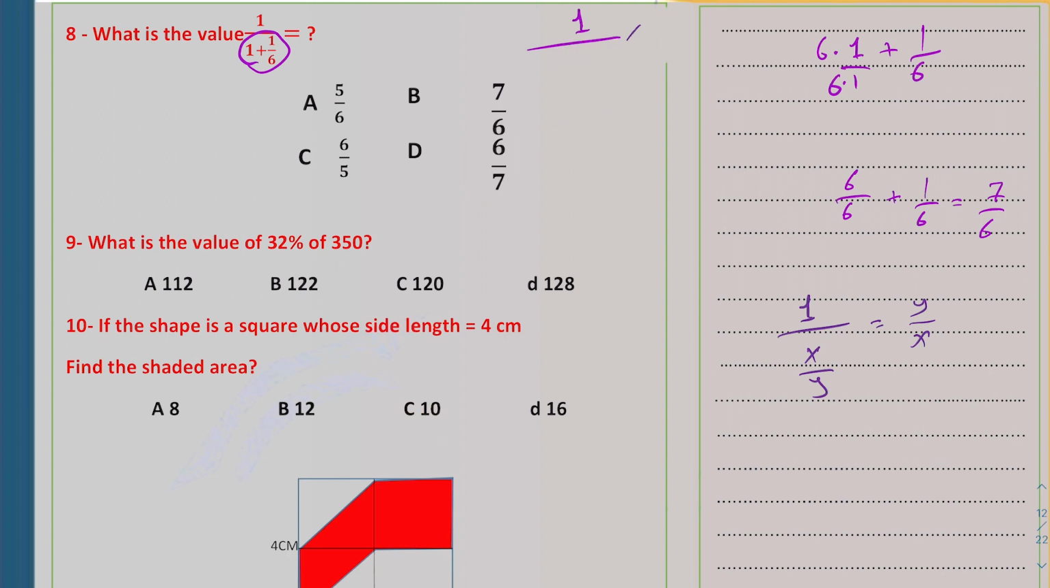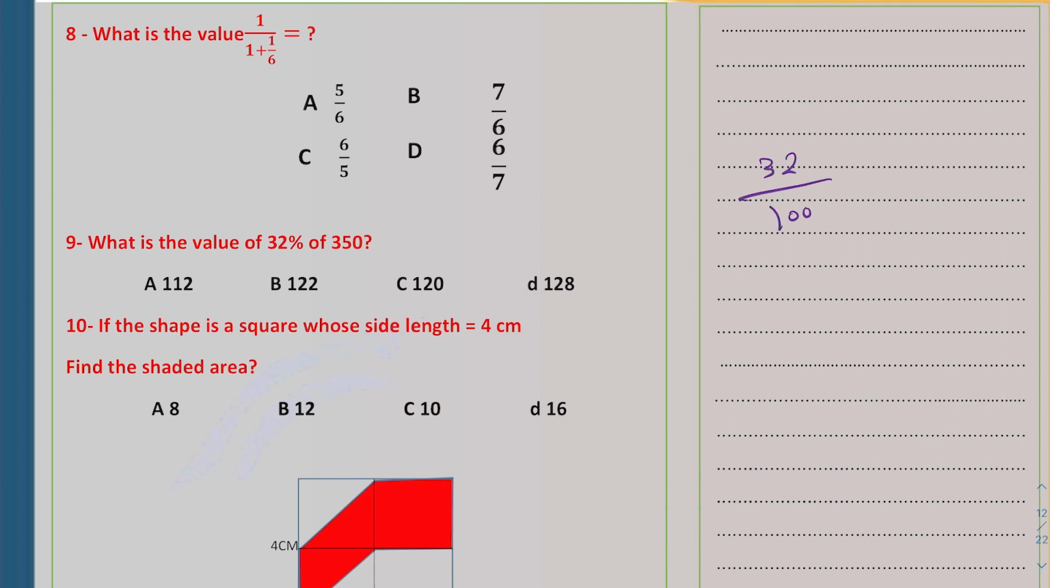Question number 9. What is the value of 32% of 350? 32% means 100 equals what over 350? Remember, always this number is very important. Why? Because you have to decide, is it the total amount, so you put it beside 100. Is it the part which represents the percent, you have to put it up. Sometimes this number will represent a different ratio or percent. So you have to change the percent first and then use cross multiplication. I will use cross multiplication.